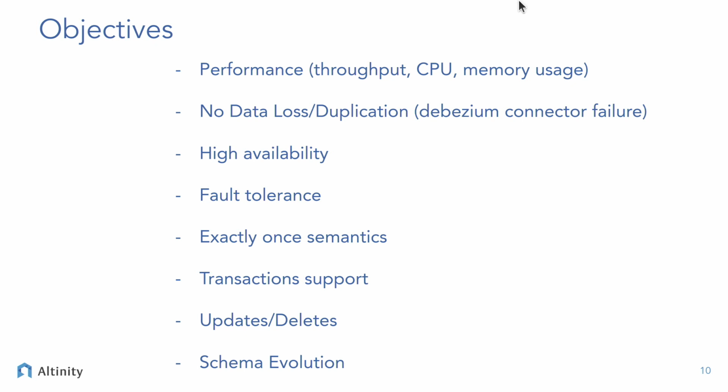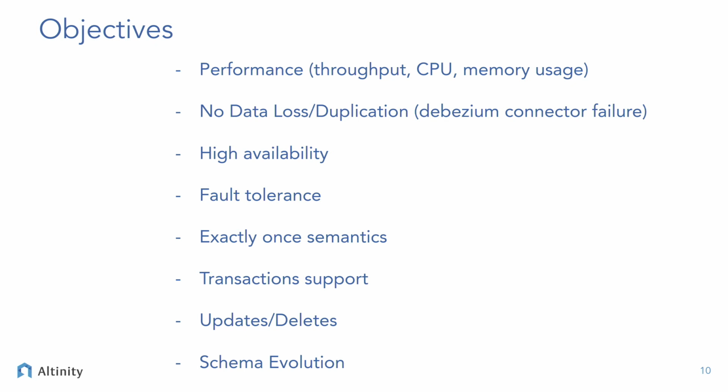All right, so our objectives, and we work closely with the client who is very big on performance. So performance, throughput, CPU and memory usage are definitely our key objectives. No data loss, no duplication of records.